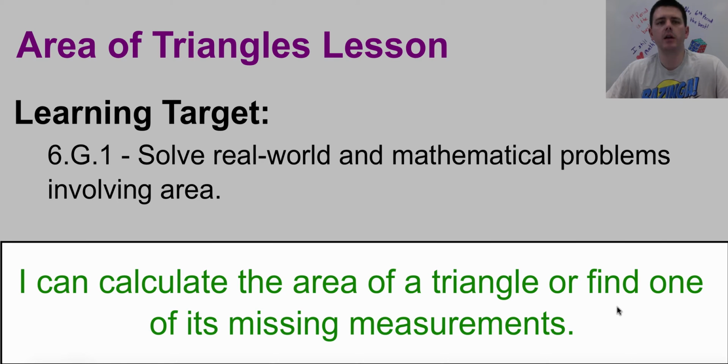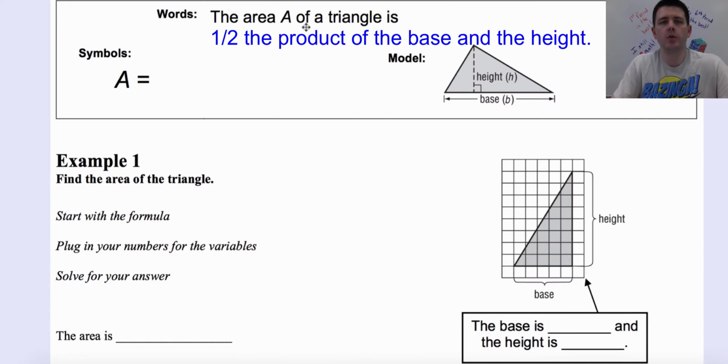Alrighty then, here's our lesson on area of a triangle. So get your learning target, both the standard and its description, as well as your can statement filled in. So our goal today is I can calculate the area of a triangle and find one of its missing measurements. So we're going to jump right into our notes.